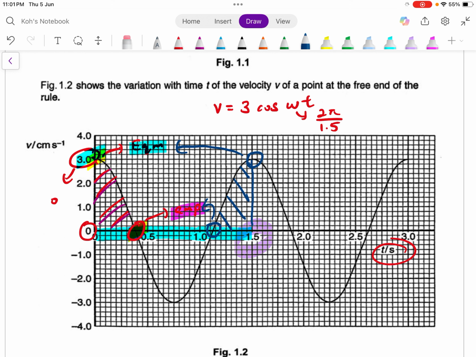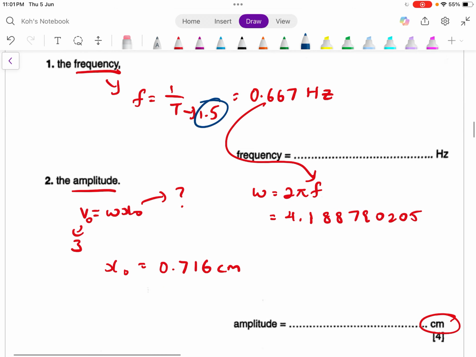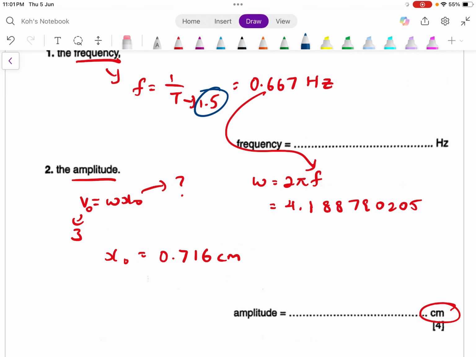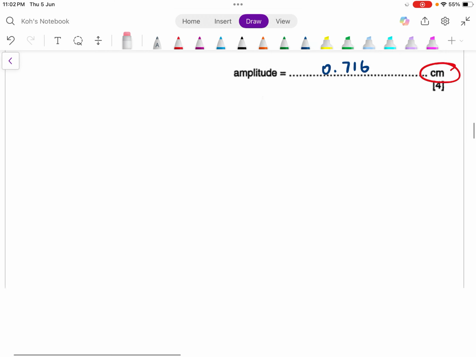So how do I determine the amplitude? Very simple. Always go back to the formula. The maximum velocity is v naught equal to omega x naught. So v naught is 3, and omega we know is 2 pi over period. Later we do the calculation, you'll be able to get your amplitude x naught. So let's do the calculation. 3, then my omega is 4.18879. You do the calculation, it is about 0.716 centimeter. So that is for the second part. You don't need to write the centimeter because it's given to us. Okay, let's move to the last part.